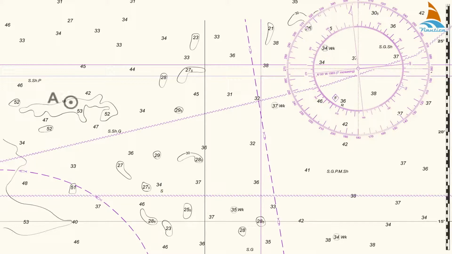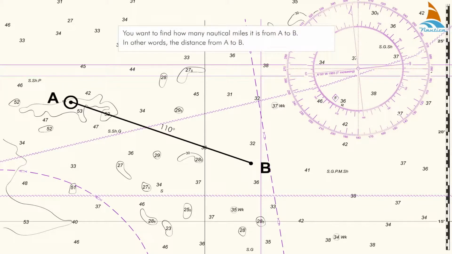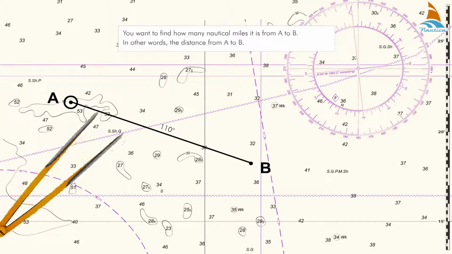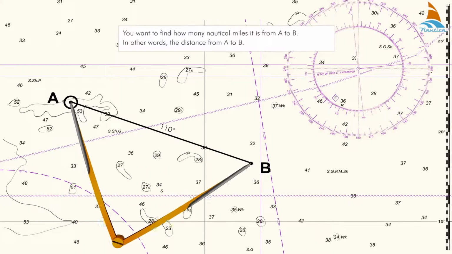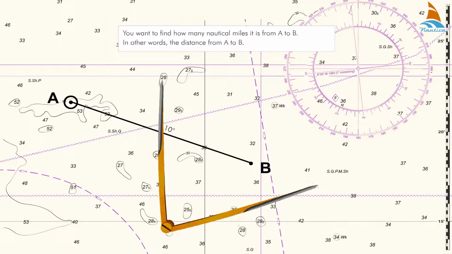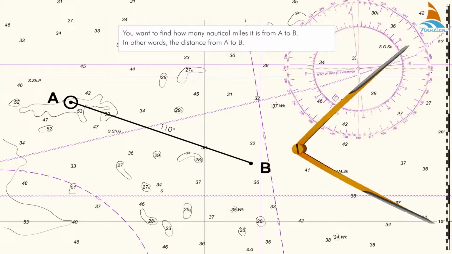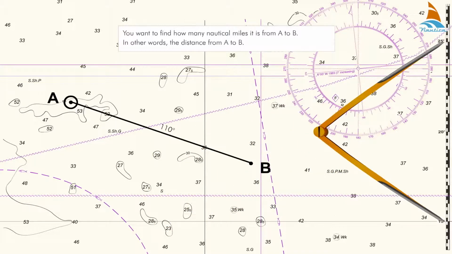Let's assume you sail from point A to point B. The true course is 110 degrees, and you want to find out how many nautical miles it is from A to B. In other words, the distance from A to B. Place one leg of the divider at point A and the other leg at point B. Next, apply this span on the latitude scale which is closest to points A and B. Read the scale to find that the distance is 10 minutes or 10 nautical miles.